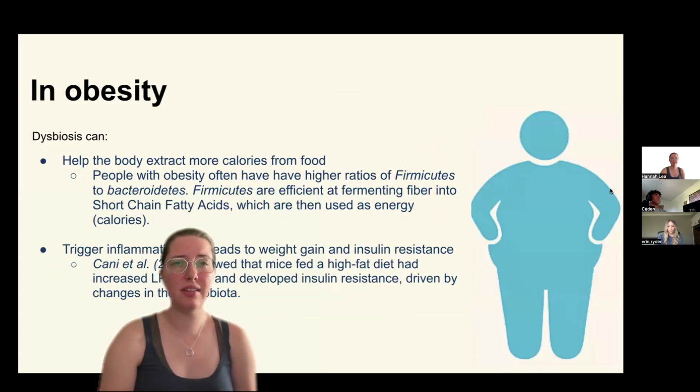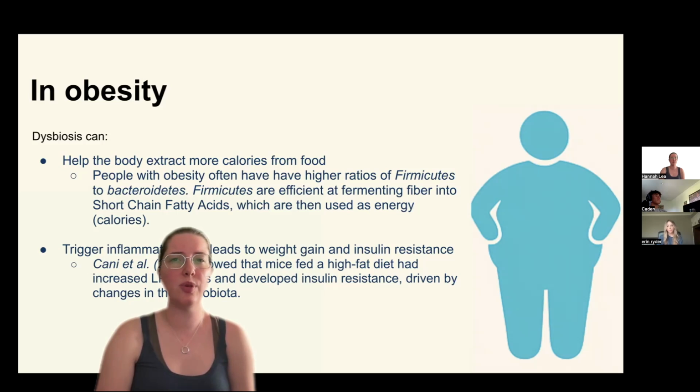In obesity, dysbiosis can do many things. One of the most fascinating areas of gut microbiome research is how it relates to obesity. Dysbiosis, an imbalance in the gut microbiota, may actually play a role in how our bodies store fat and process energy. A 2006 study by Turnbaugh and colleagues found that the gut microbes in people with obesity had a greater ability to extract calories from food.